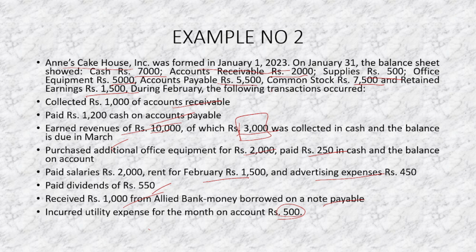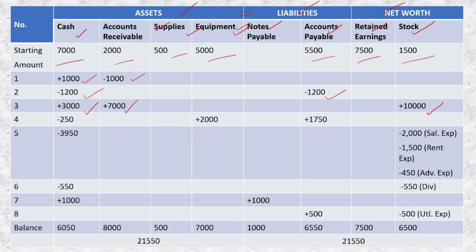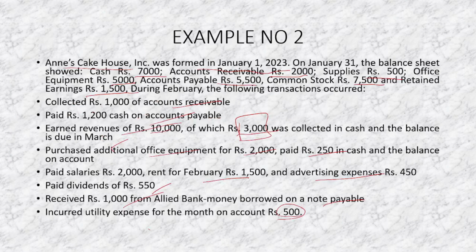Now, next, additional equipment, office equipment was purchased for 2,000, paid 250 in cash and the balance on account. So, here in this case, what we are going to do is we can write in equipment 2,000 because equipment is being added. Then accounts payable gets added with 1750 and cash gets subtracted 250 because we are paying it at that point of time.